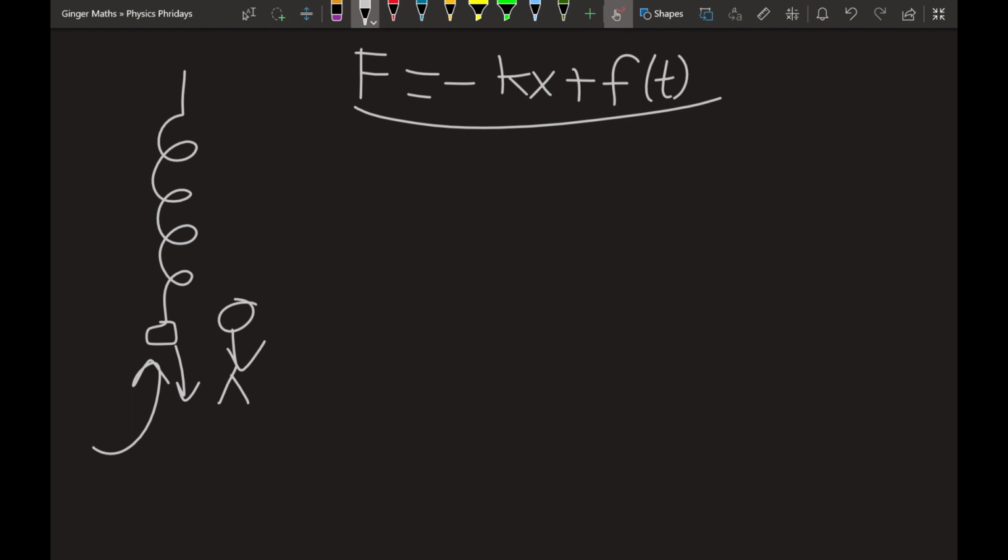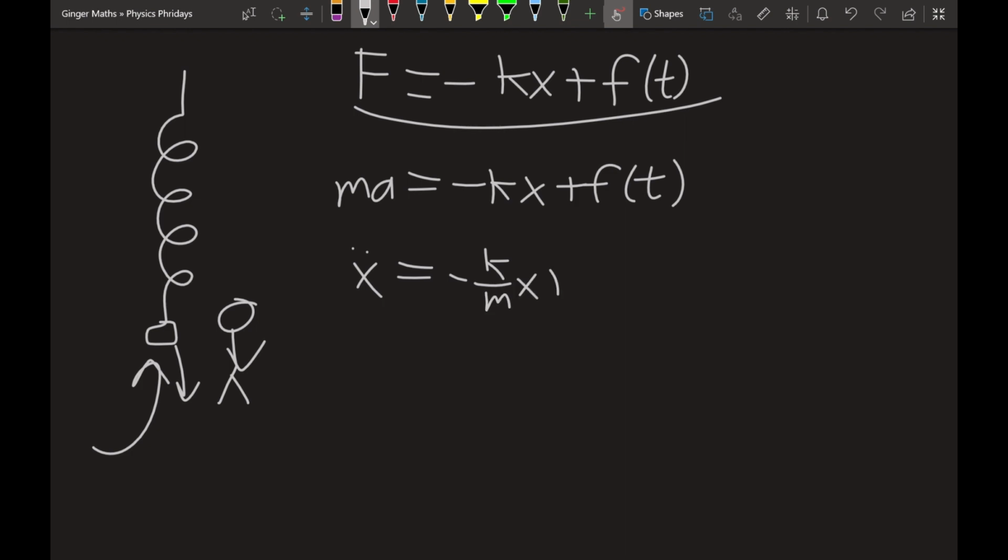This will be fun. By Newton's law, we know that F is just ma, meaning we have ma is equal to minus kx plus our function of t, our extra driving force. I'm going to divide both sides by m to get the acceleration by itself, which I'm going to write as x with two dots on top to represent the derivatives, and then we have plus f of t over m.